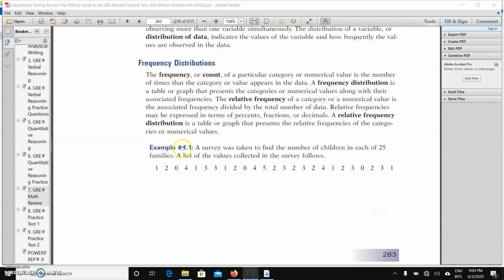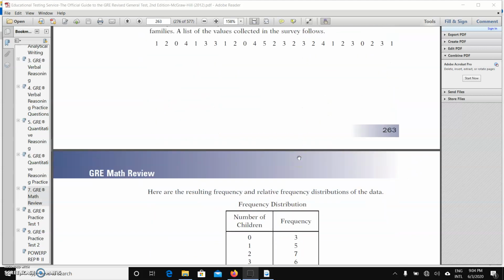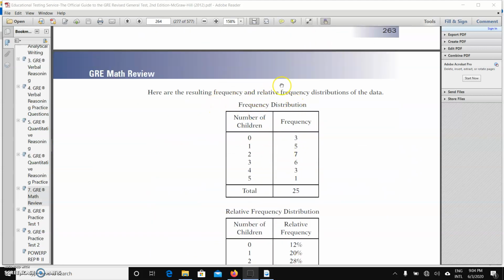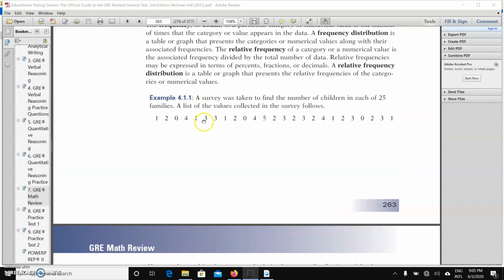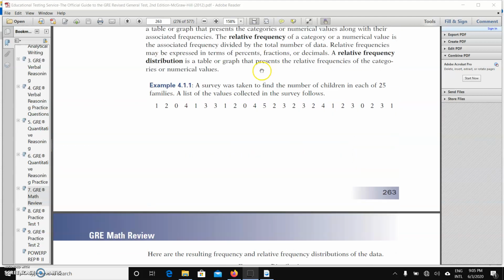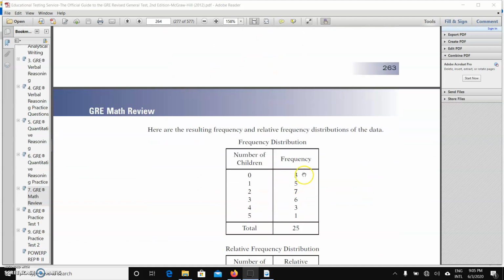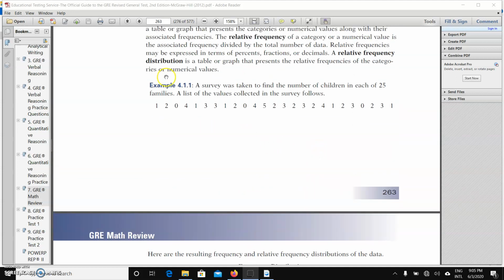So let's just treat this by topic using an example. A survey was taken to find the number of children in each of 25 families. A list of the variables collected in the survey follows. So this is the list here. Here are the resulting frequency and relative frequency distribution of the data. They are just trying to show you how data is represented on a table. These are the numbers from 0, 1, 2, 3 to 5.